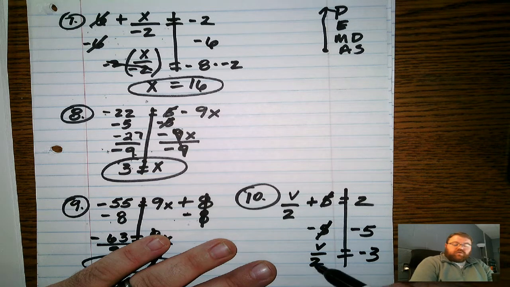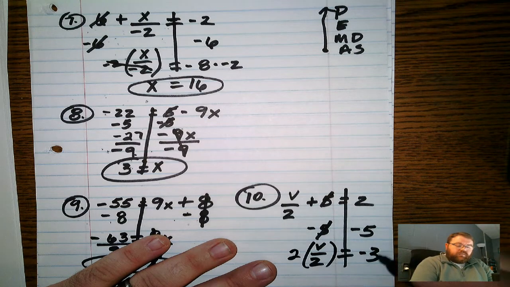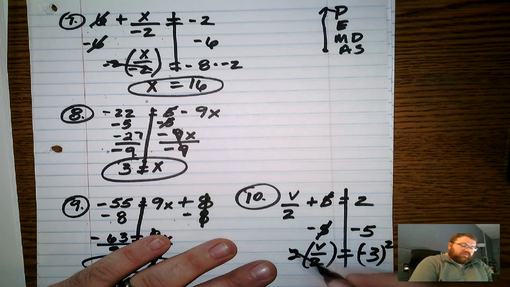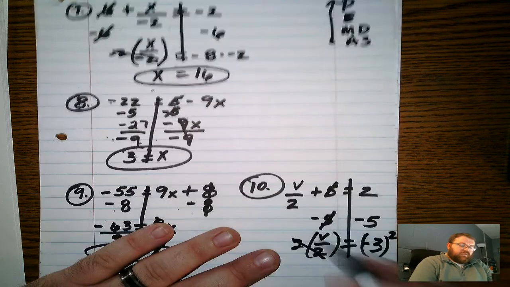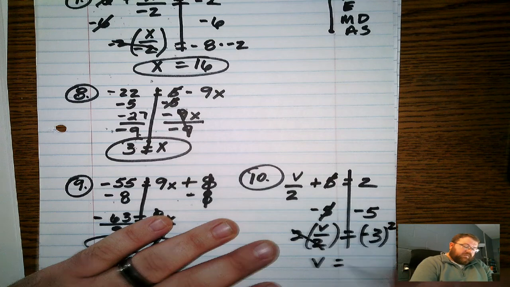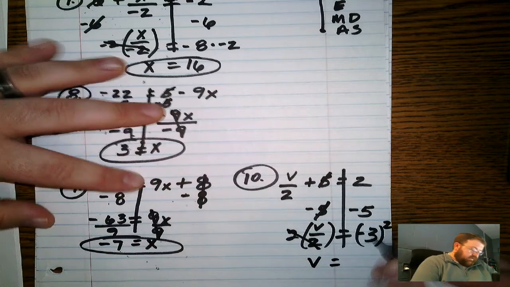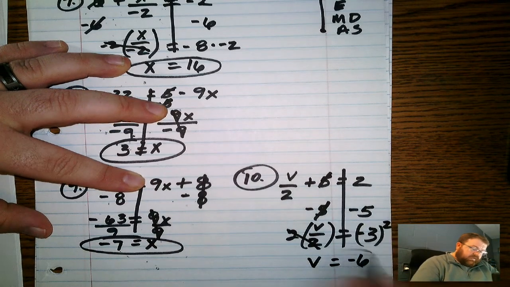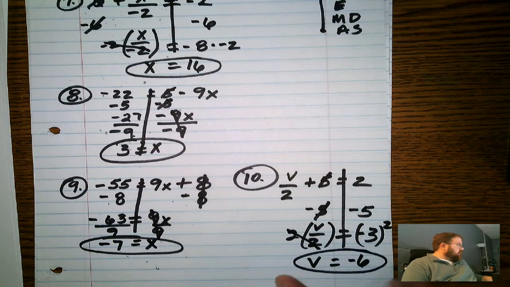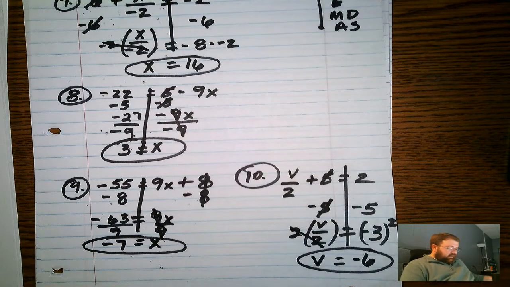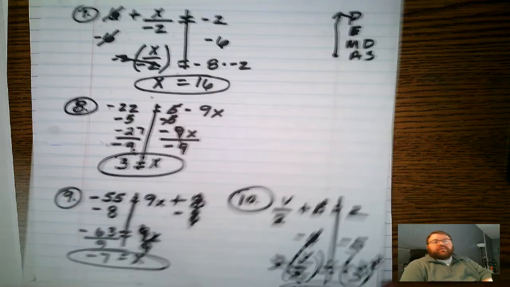The 2 is trying to divide, so I'm going to multiply this side by 2. What I do to one side, I've got to do to the other. The 2's cancel. It leaves you with v equals negative 3 times 2, which is negative 6. Now, that completes assignment number 4.